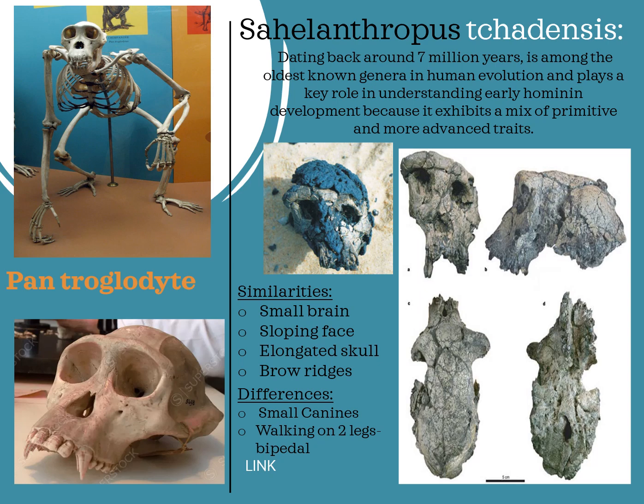Sahelanthropus tchadensis displays a couple of very important human-like characteristics. They have smaller canines, and the foramen magnum is placed further forward, indicating that they were bipedal.